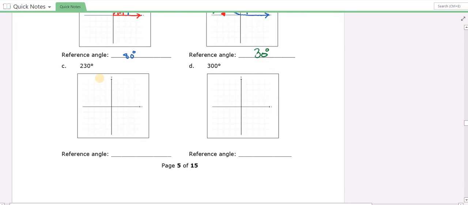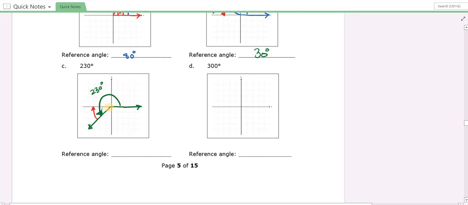The next example is 230 degrees. I know that 230 degrees happens to be in the third quadrant, a little bit shy from 270. So here is the initial side of the angle, and here is approximately the terminal side of the angle. All of this is 230 degrees. Now, if you want to determine the reference angle, we're going to start from the terminal side of the angle, and we're going to go towards the x-axis. So this is our reference angle right here.